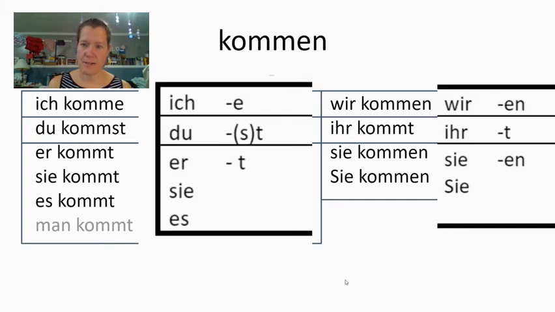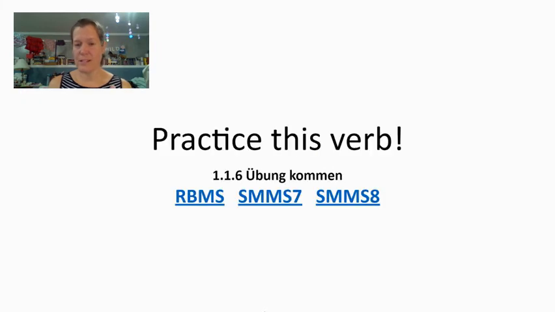Okay, and there's this chart again, kind of put over that. All right, so you can match them up. You see, ich komme gets the E, du kommst, ST. Okay. All right, you can practice this verb here.